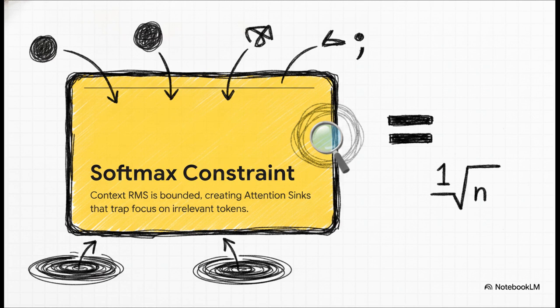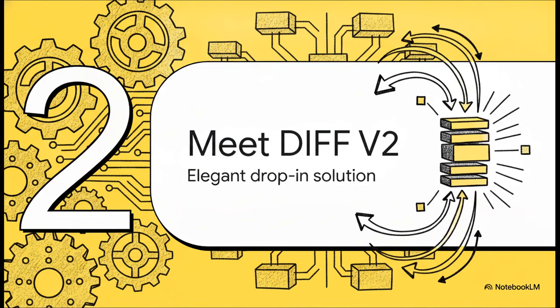This creates what researchers call attention sinks, the core villain of our story today. These sinks are basically traps that force the model to focus on completely irrelevant tokens, like the first word in a sentence or some random punctuation, just to dump that mandatory attention weight. It's a huge waste. Section 2, let's meet the differential transformer V2, the elegant drop-in solution.